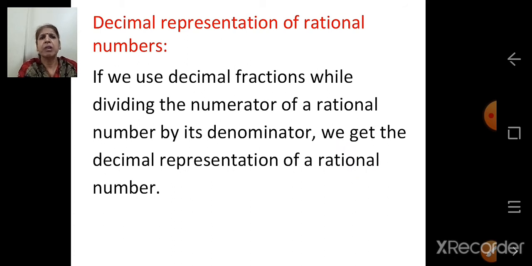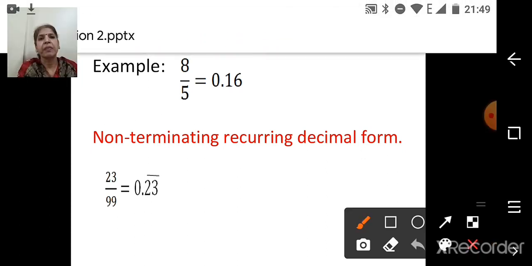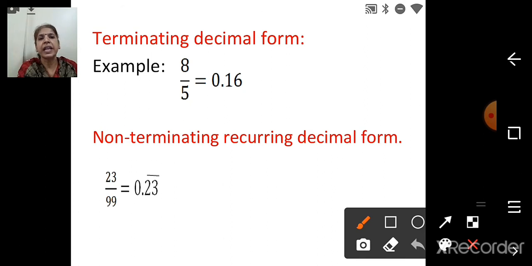Next important is decimal representation of rational numbers. If we use decimal fractions while dividing the numerator of a rational number by its denominator, we get the decimal representation of the rational number. So for decimal representation, we have to divide the numerator by its denominator. For example, first one is terminating decimal form. The word terminating indicates that the remainder is 0. The division comes to an end.